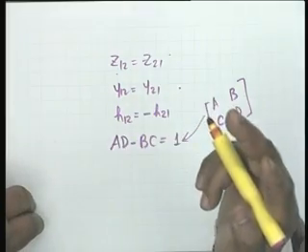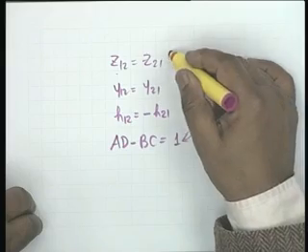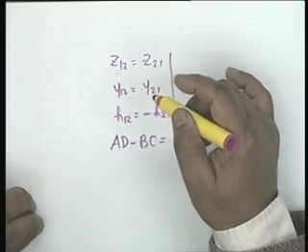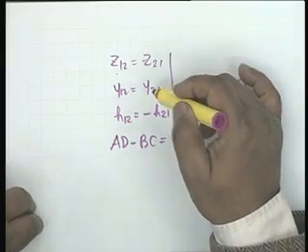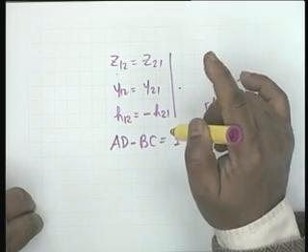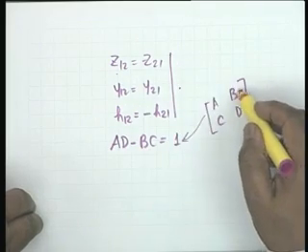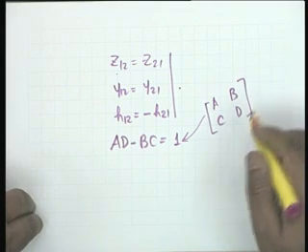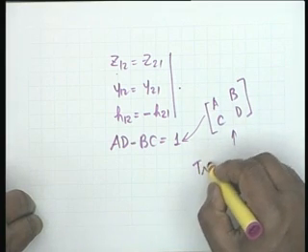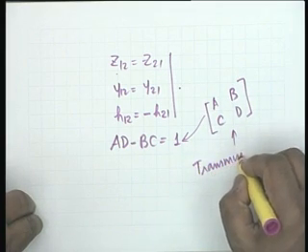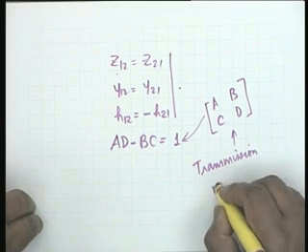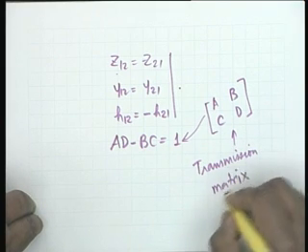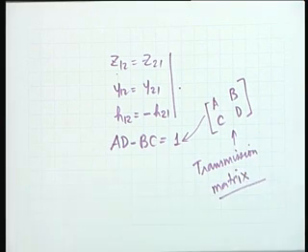Only 2 of the 4 parameters are involved in reciprocity if you describe the network in terms of Z, Y or H. But if you take transmission parameters, then all the 4 are involved and it is the determinant of the transmission matrix. This is called transmission matrix. This is what we will start from in the next lecture.